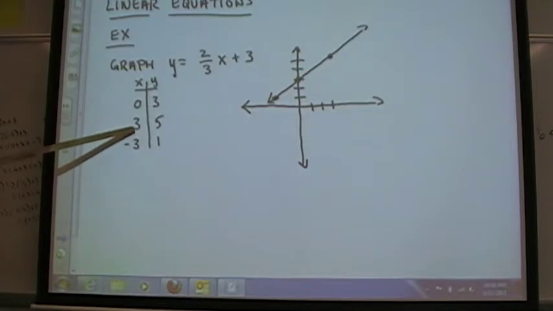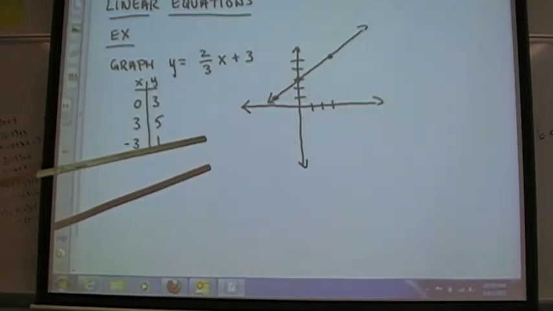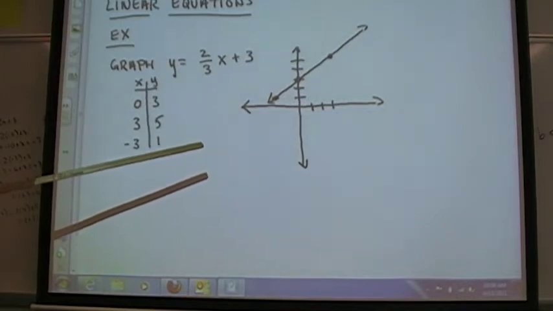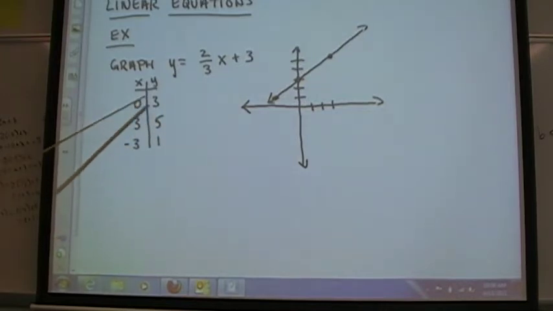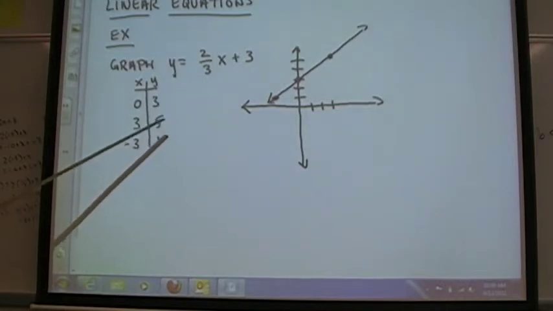Why did I choose 0 and 3? Why did I choose 3? Because the denominator is 3, so it'll divide out. So again, you can choose anything you want. If you want to choose 1 and 2, that's fine, but you'll end up getting a fraction as a result. And it's easier to graph whole numbers.